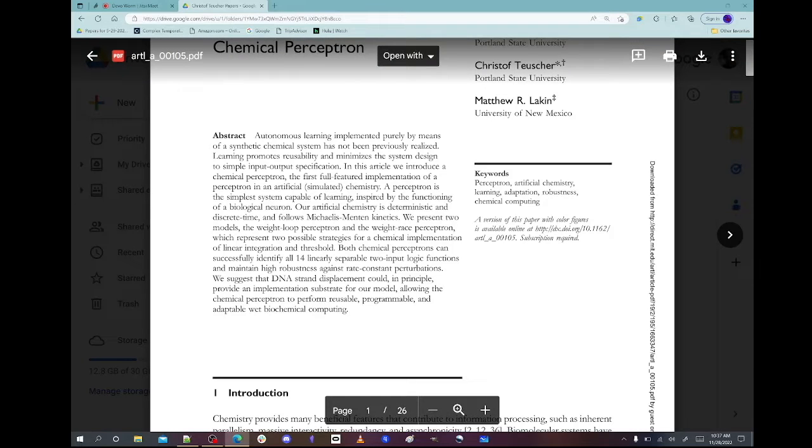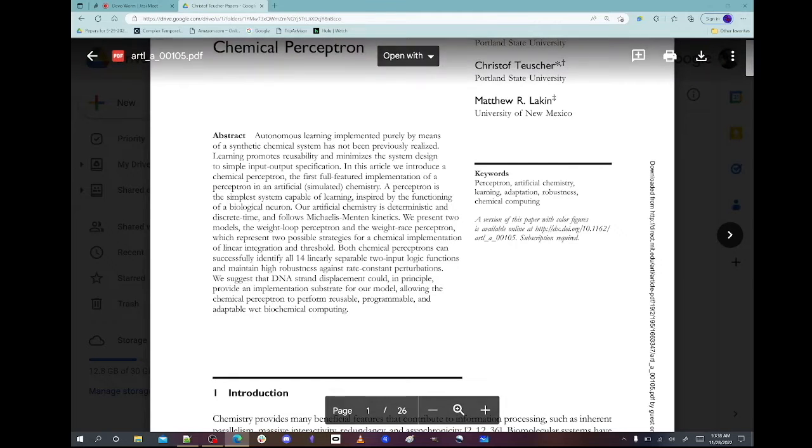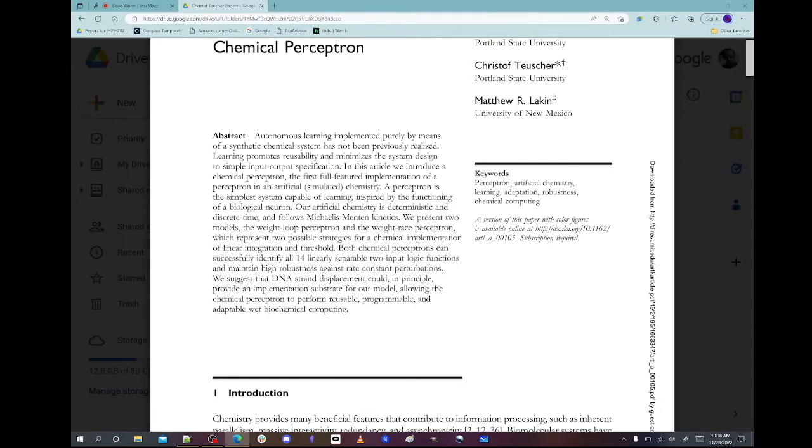We suggest that DNA strand displacement could, in principle, provide an implementation substrate for our model, allowing the chemical perceptron to perform reusable, programmable, and adaptable wet biochemical computing.